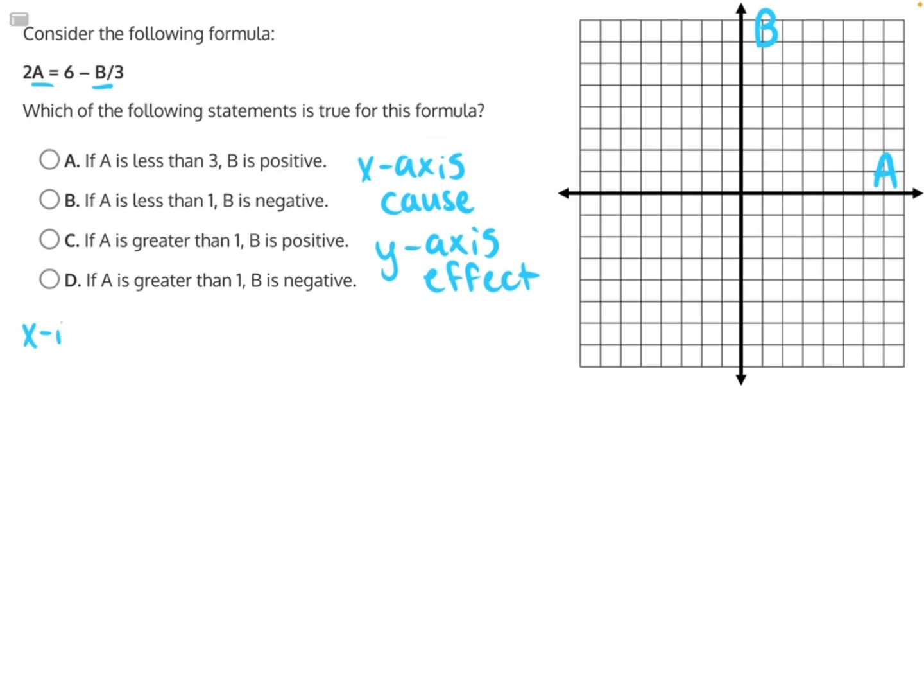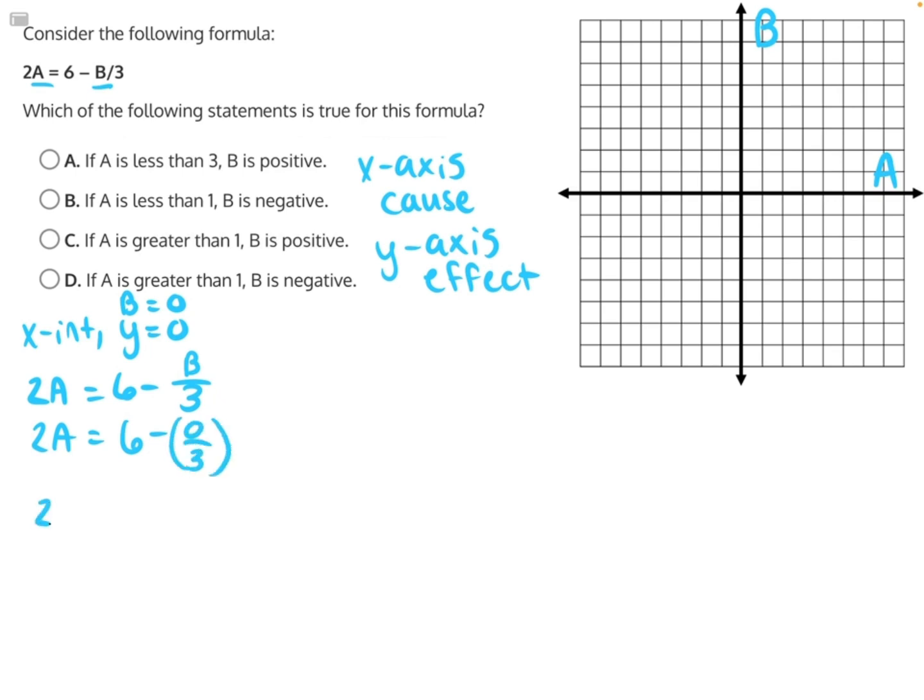Let's start with our x-intercept, where y equals 0, or in this case, where b equals 0. Then we can rewrite our function, 2a equals 6 minus b over 3. Then we plug in 0 for b. 2a equals 6 minus 0 over 3. 0 divided by 3 is just going to give us 0, so this will cancel itself out, and we'll have 6 left over on the right-hand side. Then 2 is being multiplied to a, so the opposite operation would be dividing both sides by 2. These will cancel, leaving us with a equals 6 divided by 2, which is 3. And that makes our first intercept the coordinate 3, 0.